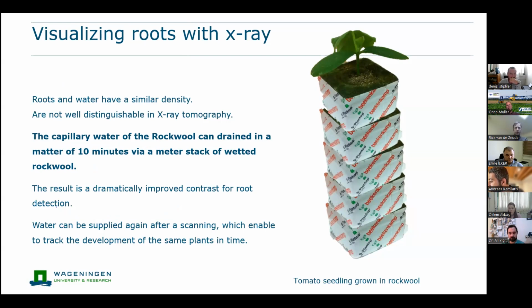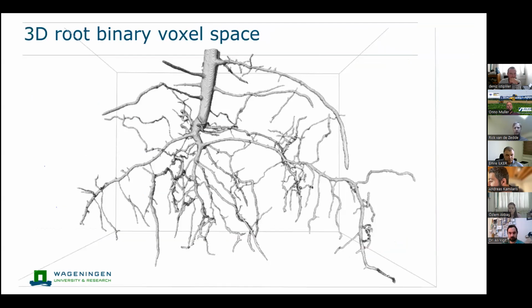So it's a simple trick, takes around 10 minutes for each individual plant. So it's quite some manual work, but the result is beautiful, right? But this root system has been polished manually by a colleague of mine. It took him hours actually to create this.